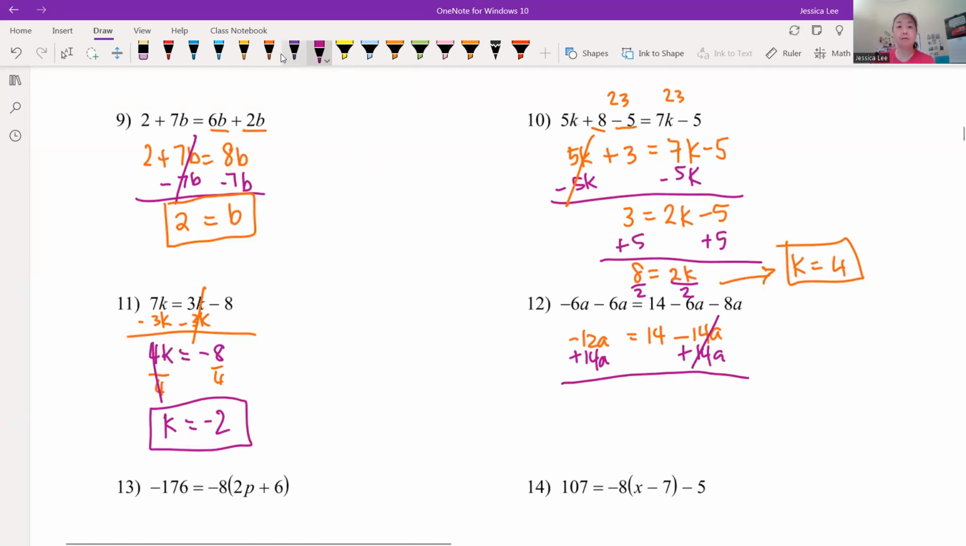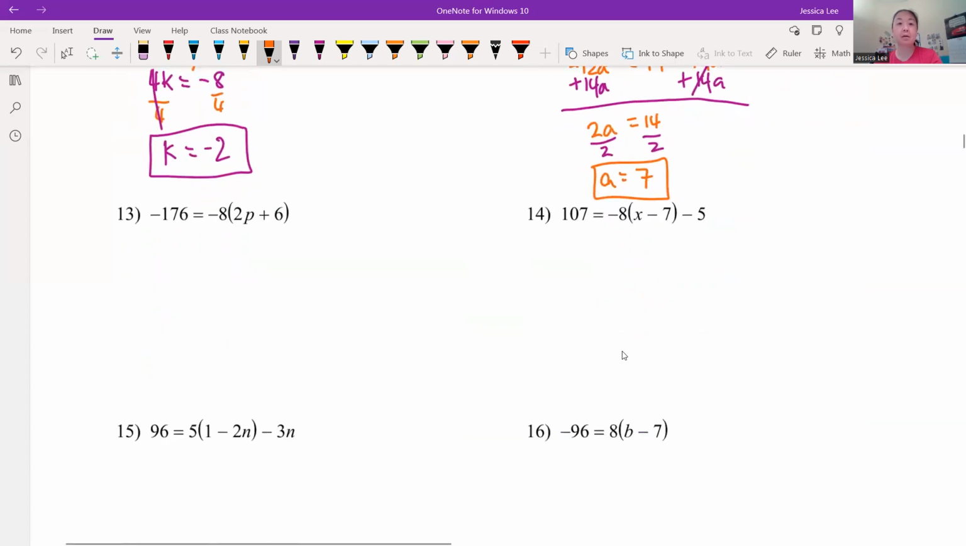And then I have 2a is equal to 14 divided by 2, and I get a is equal to 7. Right, so that is variables on both sides. There's no distribution. You're just combining like terms and then solving for the variable. It doesn't have to be x.